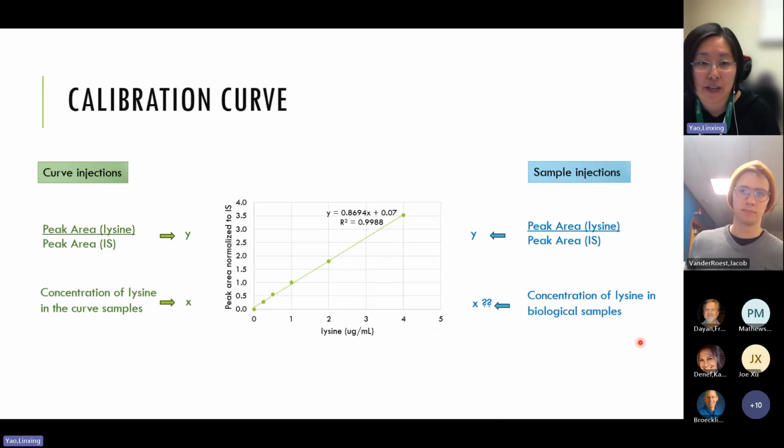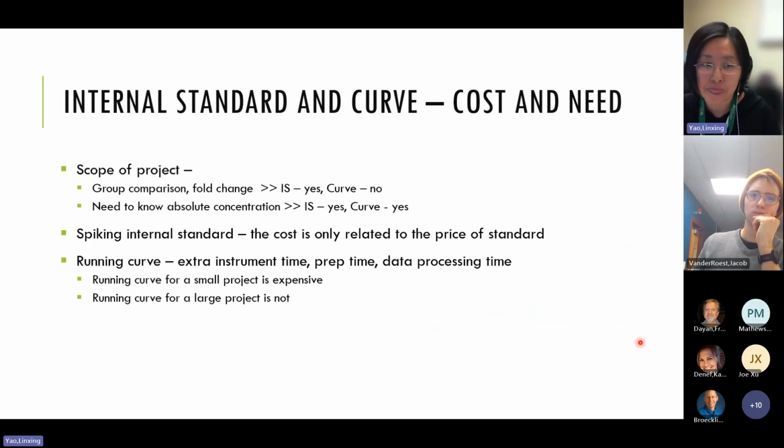So the calibration curve is a relationship between the instrument response and the concentration of analytes. If there is more than one analyte, a calibration curve should be generated for each analyte.